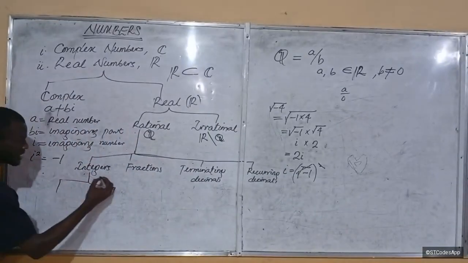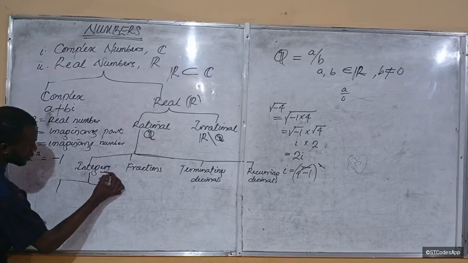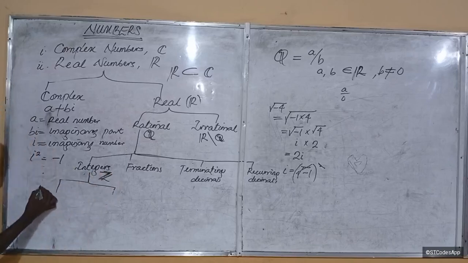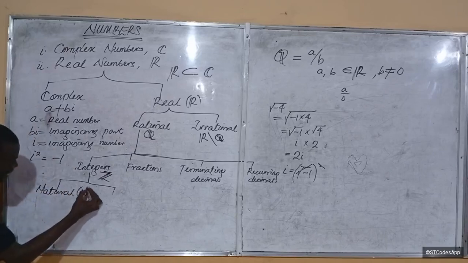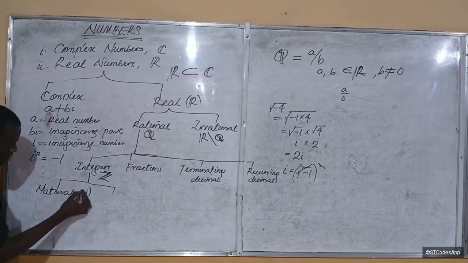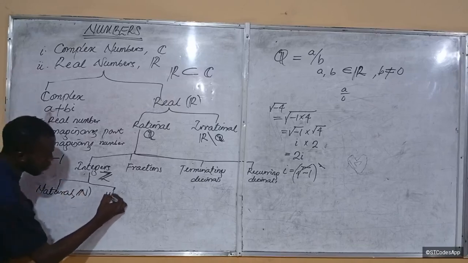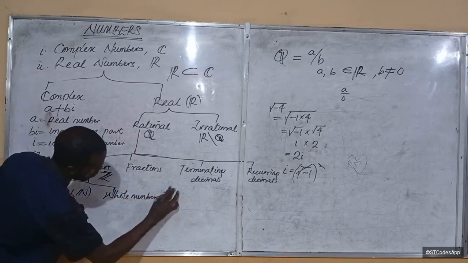So we now have integers. Integers are represented with the symbol Z, okay? And under integers, we have two more groups. One is the natural numbers with the symbol N, and the whole numbers, the symbol W.